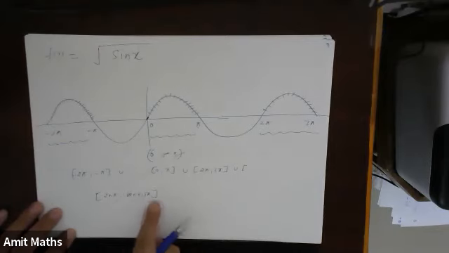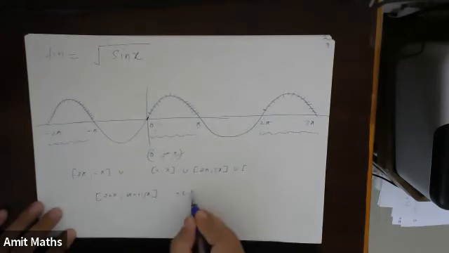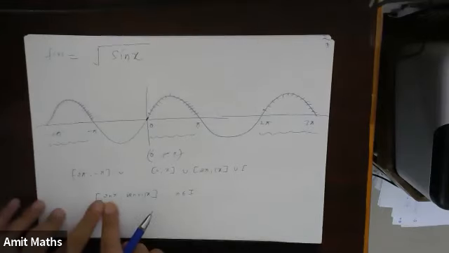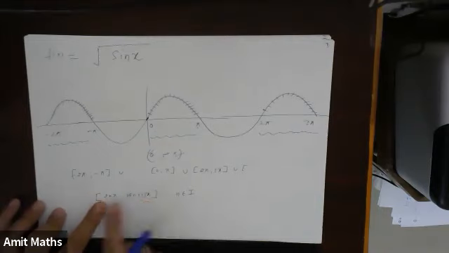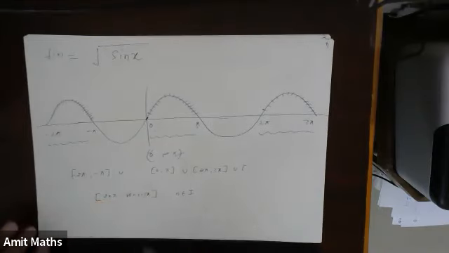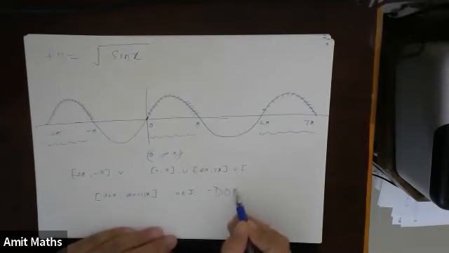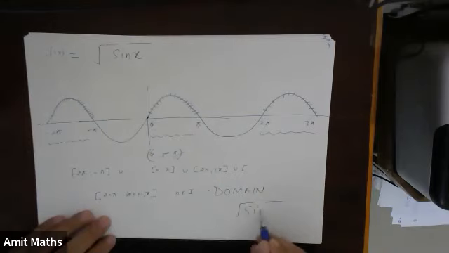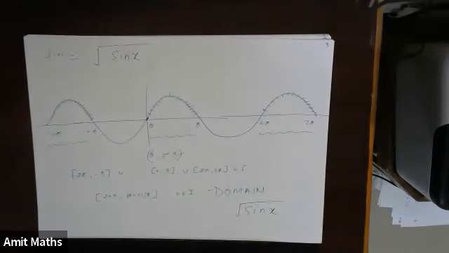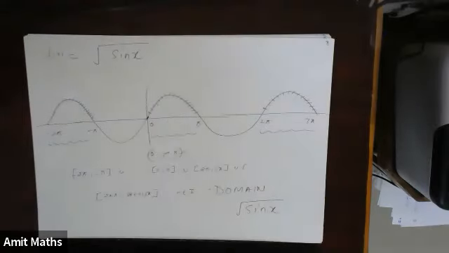2n pi to (2n plus 1) pi, where n belongs to integers. So when n is 0, this will become 0 to pi. When n is 1, this will become 2 pi to 3 pi. When n is 2, this will become 4 pi to 5 pi, and so on. So this will become the domain of the function root of sine x. Everybody understood? This is a simple function, the square root of sine x, where we had to find the domain.